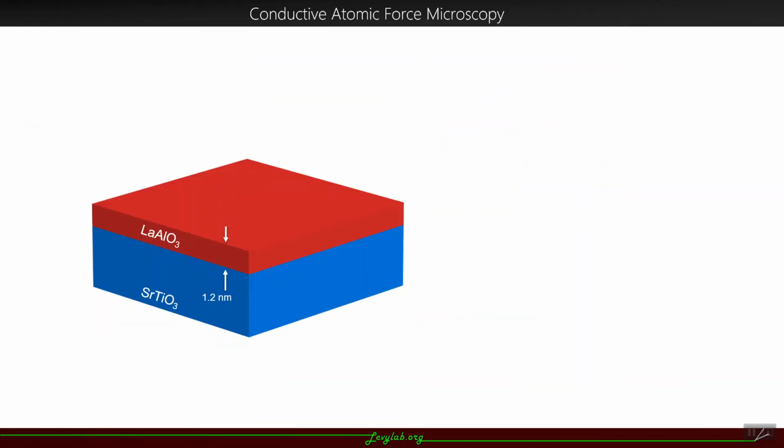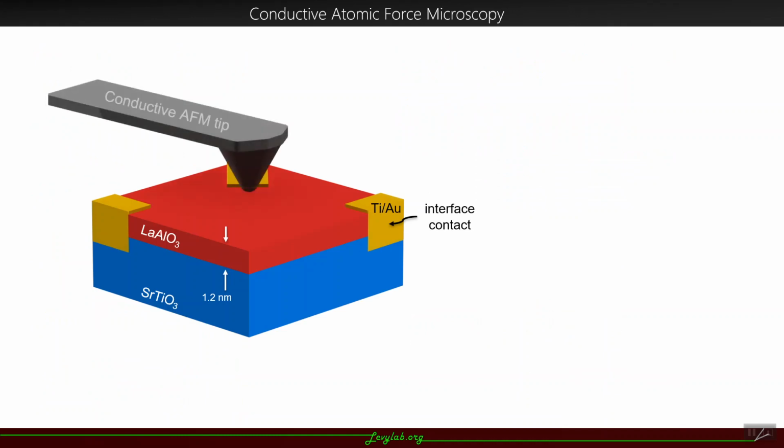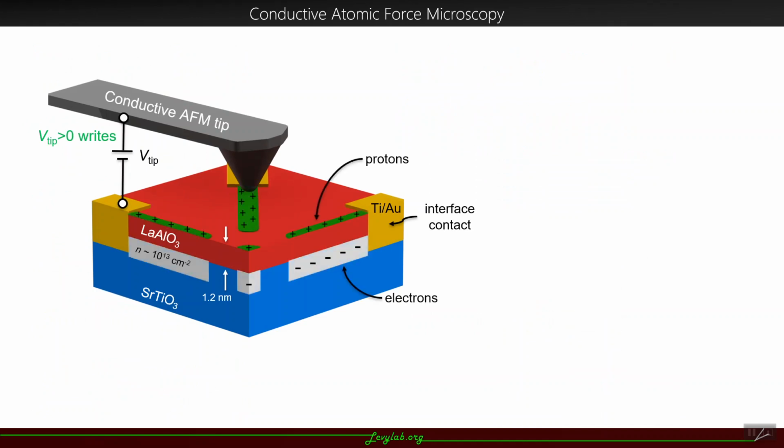Our group has developed a method to locally modulate this metal-insulator transition, first by conductive AFM lithography, or CAFM lithography. We first grow thin films of LaO on top of STO at the critical thickness, and we then define contacts to the interface. We then bring a conductive AFM tip into contact with the LaO. When we apply a positive voltage to this AFM tip, we deposit protons on the surface, and these in turn attract electrons to the interface, locally modulating this metal-insulator transition.